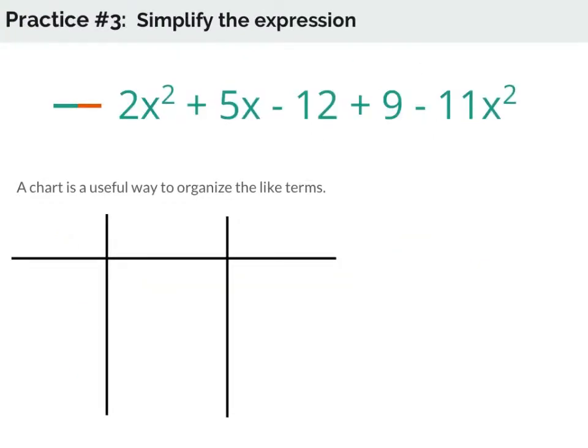Here we are at practice problem number 3. 2x squared plus 5x minus 12 plus 9 minus 11x squared. I want you to try this one on your own, remembering the example that we just did. So go ahead and pause the video now, do the best that you can, and then press play again to see if you are right.